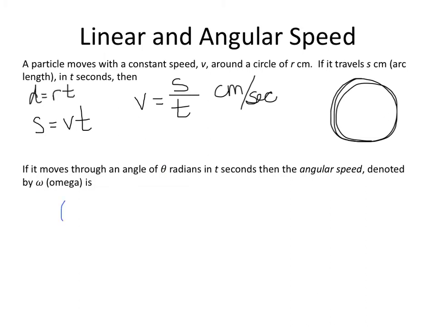So we can say that our distance is equal to our rate times time. This can be rearranged in a variety of ways to solve for whatever it is we need it to be solved for. So in this case, we'll solve for omega, the angular speed. So omega is equal to theta over time. The units on this are radians per second.